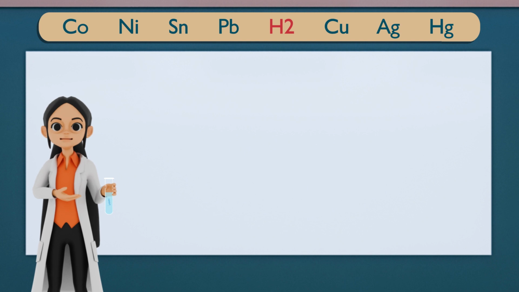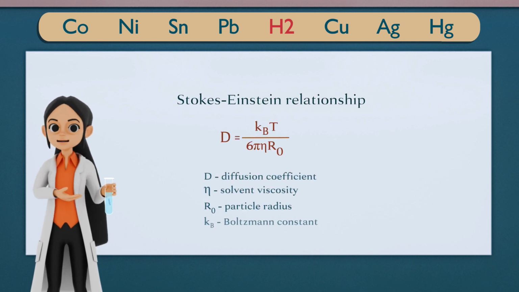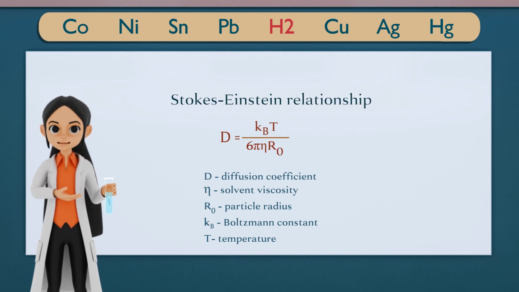This behavior can be described by the Stokes-Einstein relationship, in which the diffusion coefficient D is related to the sample viscosity eta and the particle radius r.